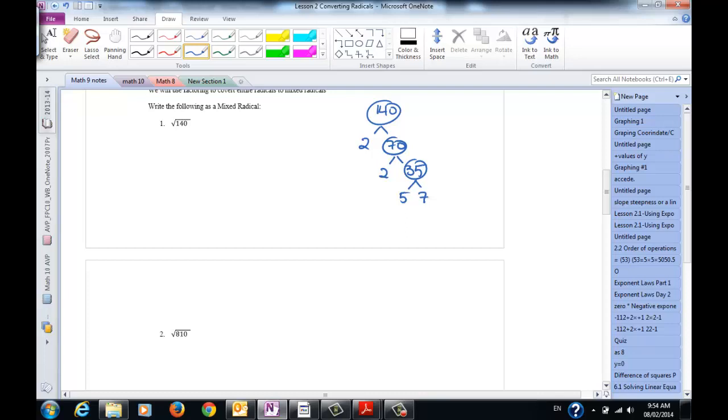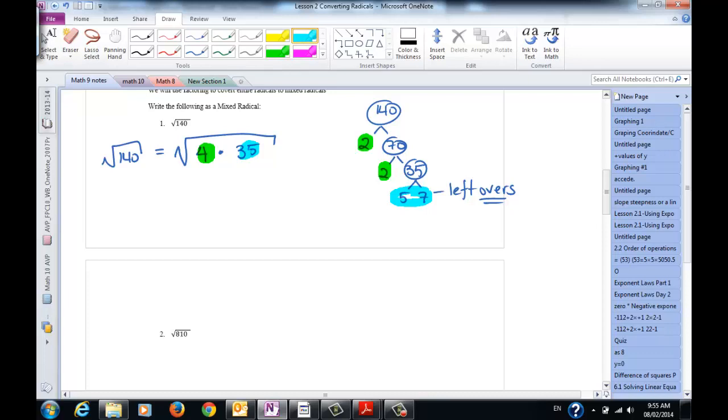So I'm trying to simplify the square root of 140. I'm going to look for some pairs, and I have a pair of 2's. The 5 and the 7 are what I'm going to refer to as my leftovers. They don't have a pair, and so they're my leftovers. I can rewrite the square root of 140 as the square root of 4, my pairs, multiplied by my leftovers, 35. The 4 came from my pair of 2's, my 35 came from my leftovers.